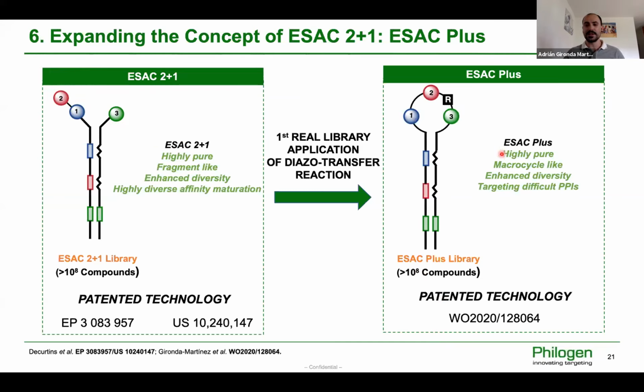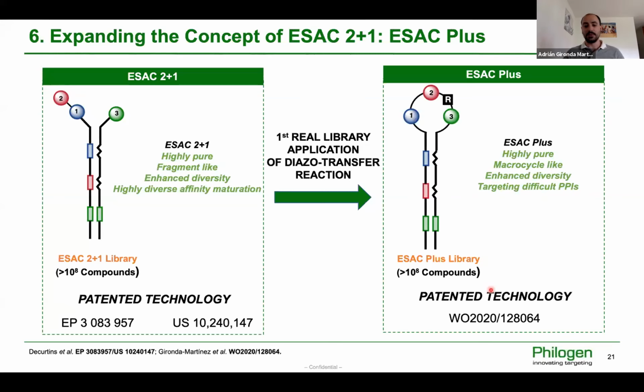So SEQT plus libraries are, again, highly pure libraries because we can purify every single conjugate individually, and after the diazotransfer reaction, we can also purify by HPLC the azides from the amine starting materials. These new SEQT plus libraries display macrocycle-like structures, and this can help us to target more difficult proteins or to drug, for example, protein-protein interactions. Moreover, these libraries also have enhanced diversity.